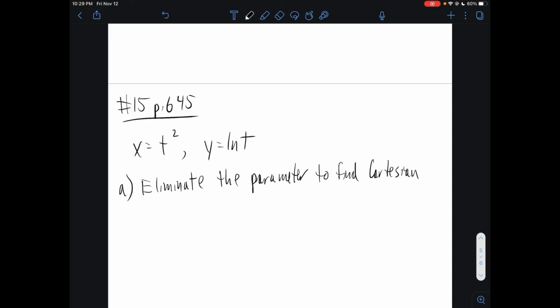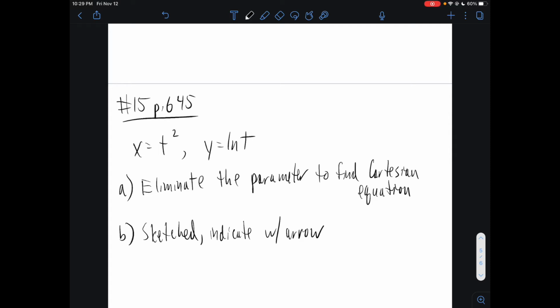So it's like the opposite of the first example we looked at. And then part B, sketch the curve and indicate with an arrow the direction in which the curve is traced. So really, very similar to number 8, just reversing the order of the directions.